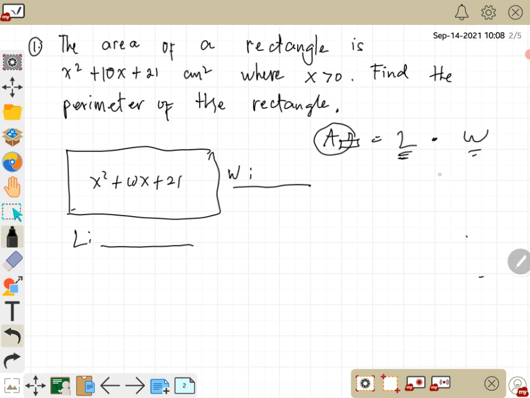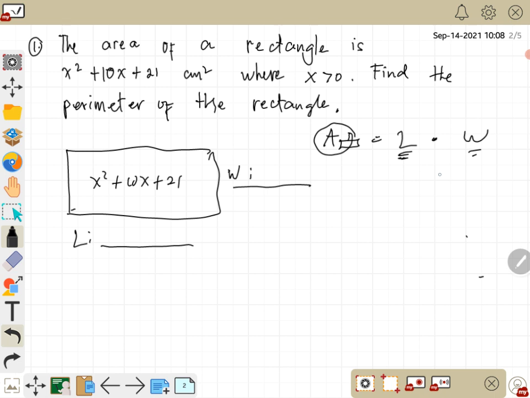When I say perimeter, we add all the sides, the distance around the rectangle. We learned also that the perimeter is twice the L, because there's an L on this side and this side, plus 2W, because there are two widths. So how do we get the perimeter? We first get our length and width by factorizing our area, x squared plus 10x plus 21. It's like saying this is the length times the width.